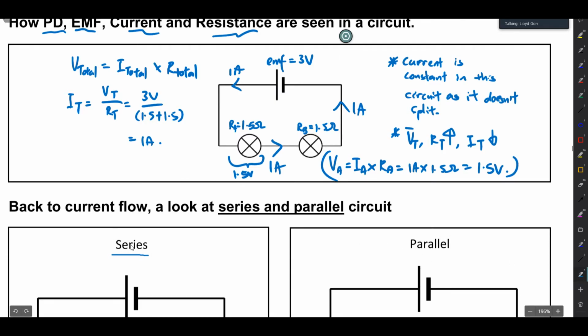For the VA, right, you just take 3 volts divided by 2. You can, but that's only if the resistance is the same. If different, then you cannot. If different, then you need to think of the concept of voltage.